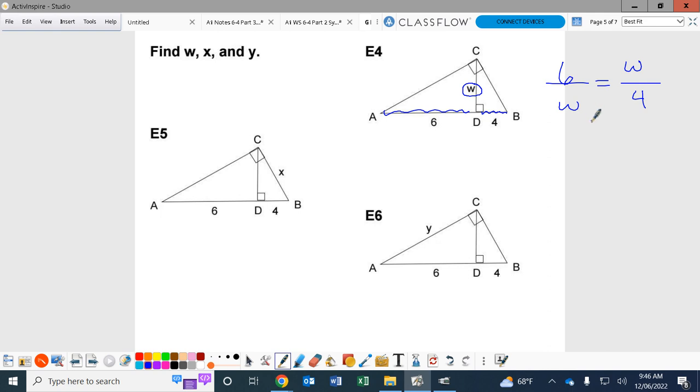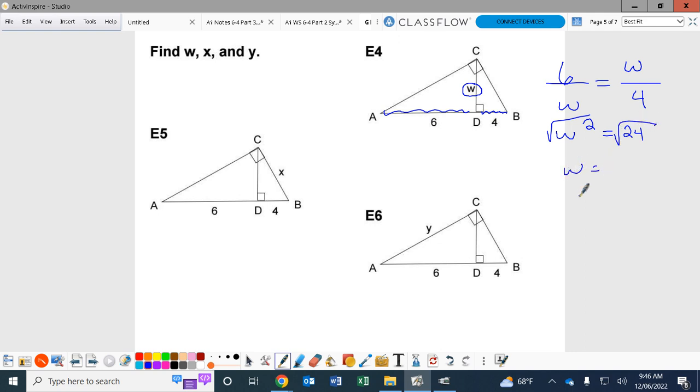Okay, grab your calculators, let's cross multiply. W times W is going to be W squared. 6 times 4 is going to put you at what? 24. How do you undo squaring something? Square root. W equals.